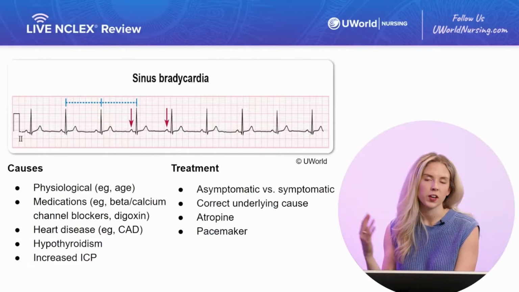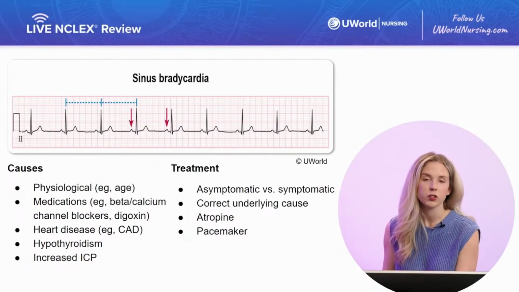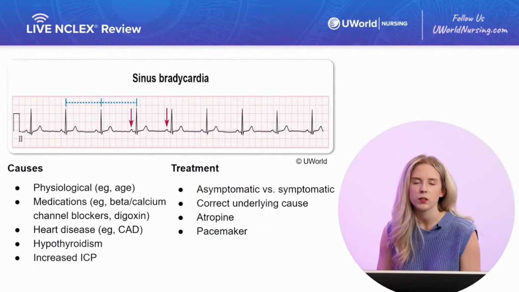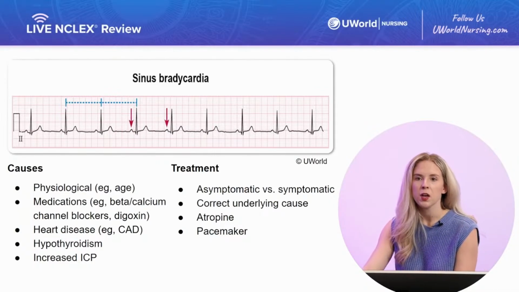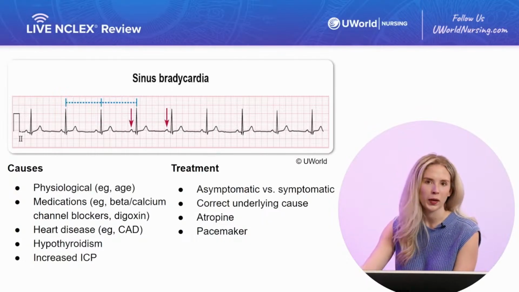Beyond that, once we figure out the cause and hopefully remove the offending agent, our first line treatment is going to be atropine. So this will increase our heart rate. I always remember atropine for bradycardia because ATS is like get at it. It gives you a little bit of a boost. So that's a good way to remember it.